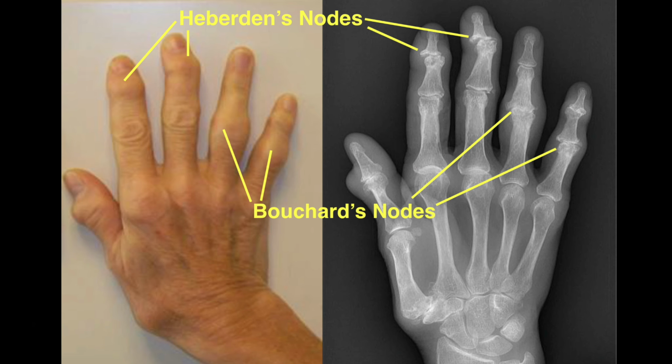Our second finger pain felon is nodal arthritis. So this is osteoarthritis of the finger joints, which can produce these bony thickenings along the joint margins that we call nodes. The end joints are called Heberden's nodes and the middle joints are called Bouchard's nodes.